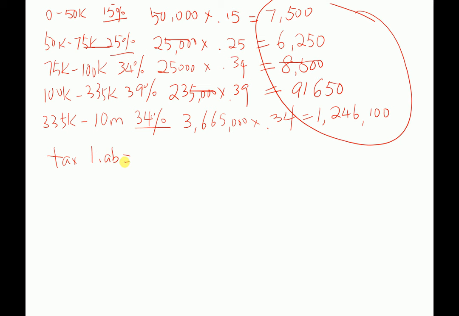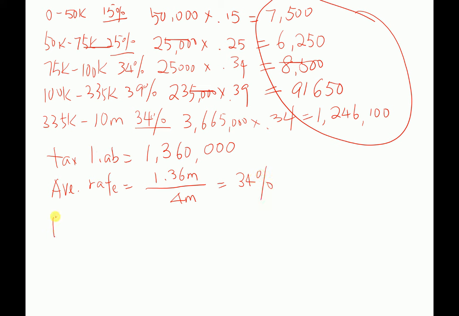If you add these up, that's the tax liability. Your tax liability should be 7,500 plus 6,250 plus 8,500 plus 91,650 plus 1,246,100, which is $1,360,000. That's the tax money you owe. Now the second question is, what's the average tax rate? The average rate is simply 1.36 million, which is the tax you pay, divided by 4 million, which is your taxable income. So it's actually 34%.